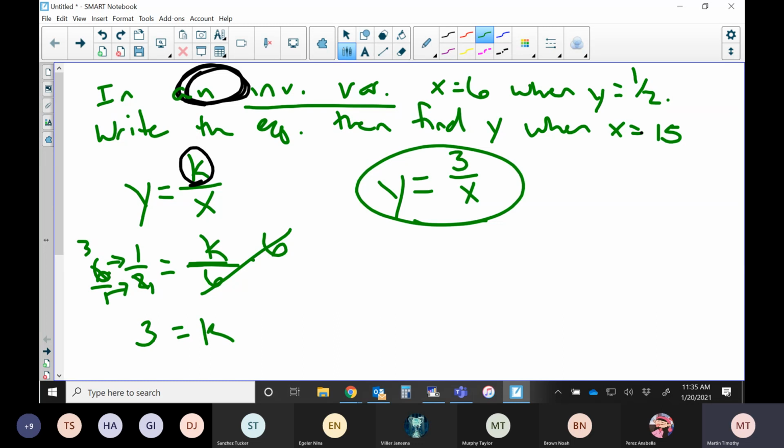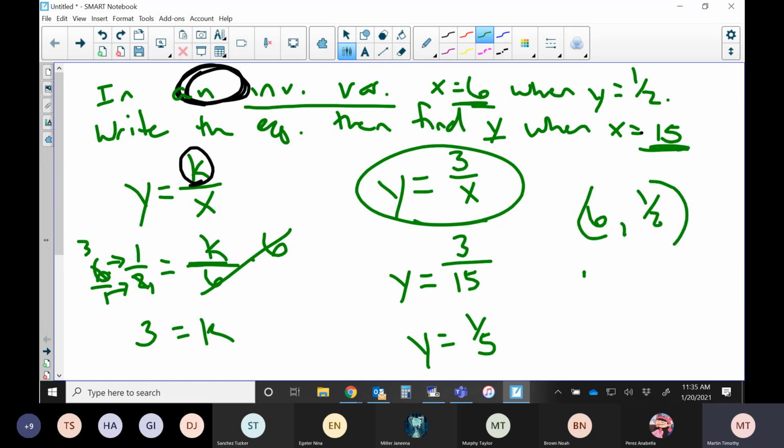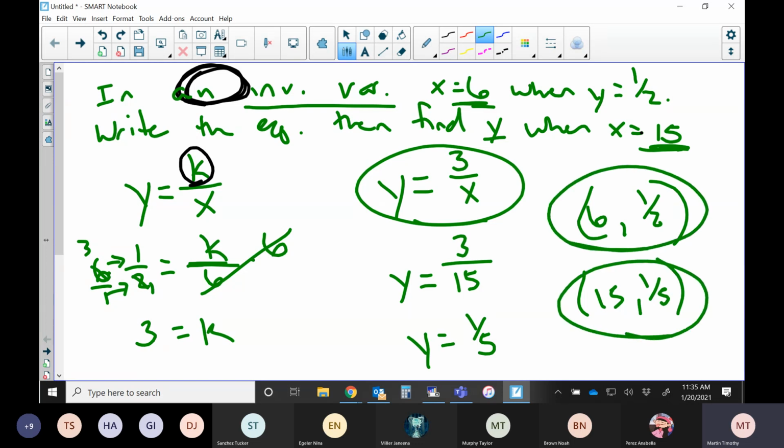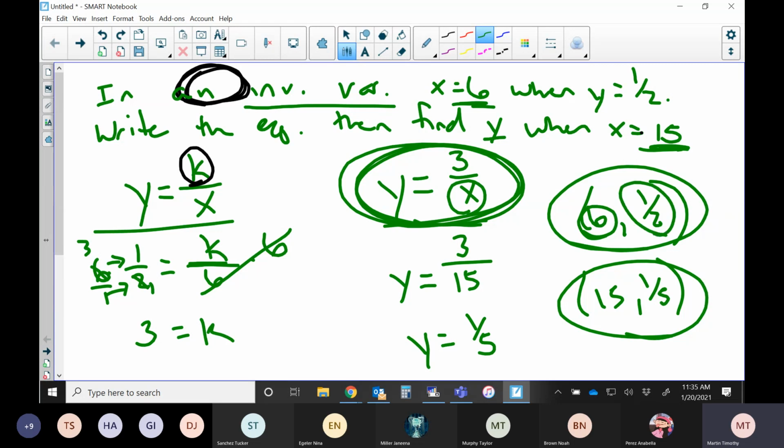The next one says, what is y when x is 15? So that means I'm actually going to take here, and now I'm changing the x. Now no longer is x 6, it's 15. And when I do that, my answer is 1/5. That's because 6 and 1/2 go together. They're called an ordered pair. And 15 and 1/15 or 1/5 go together. These guys are an ordered pair. These guys are an ordered pair. All from this same equation right here. If you put a 6 in, you're going to get out a 1/2. If you put a 15 into here, you're going to get a 1/5 out.